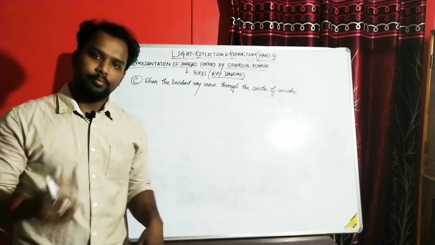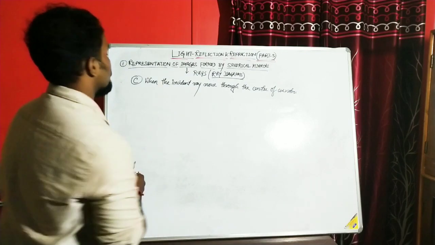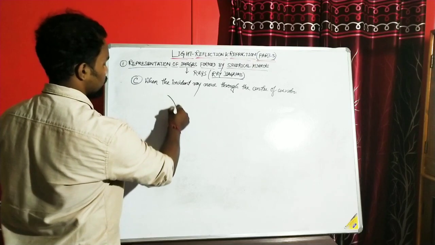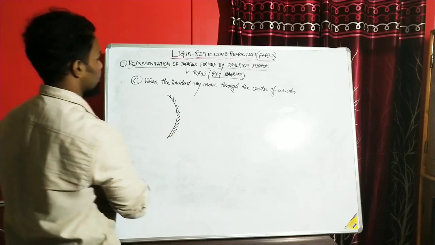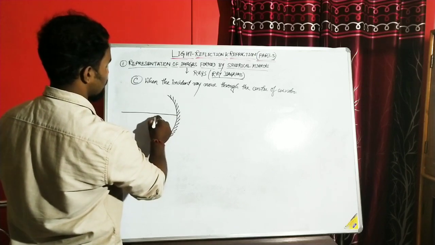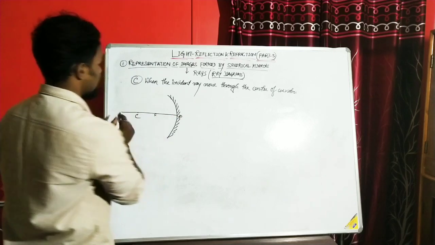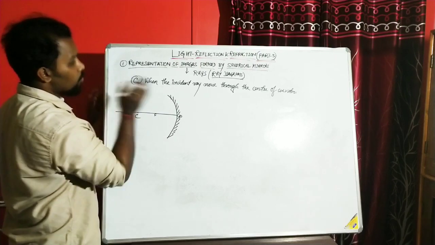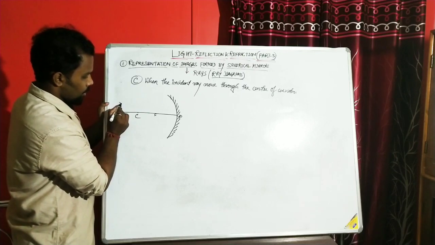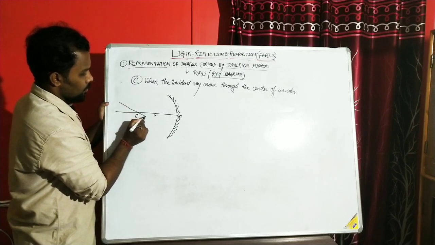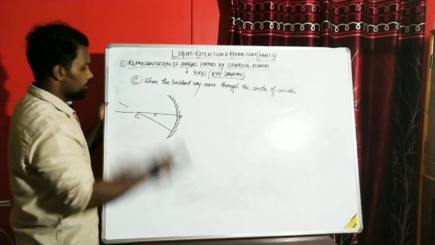Now this is our third topic. What will happen? I will first draw the concave mirror. Then I will draw the focus, the center. This is the pole. What I have said there: what will happen when the incident ray moves through the center of curvature? See, if I draw a line like that, okay, I will erase this part.